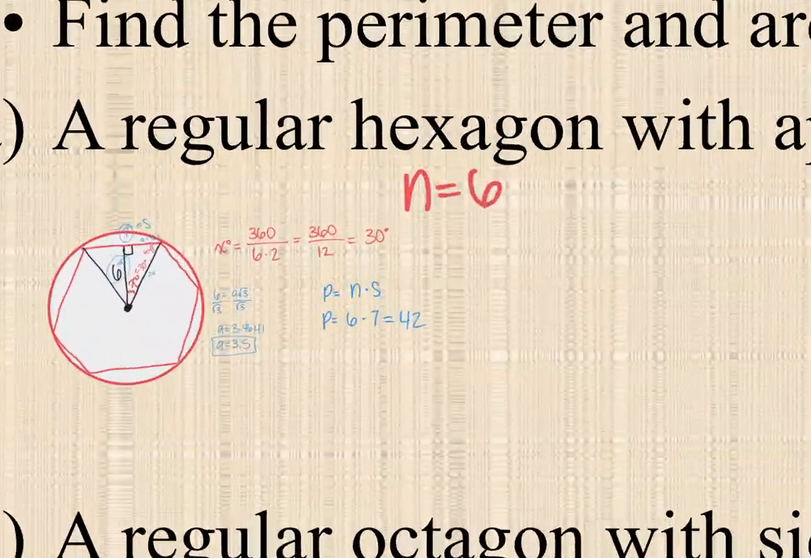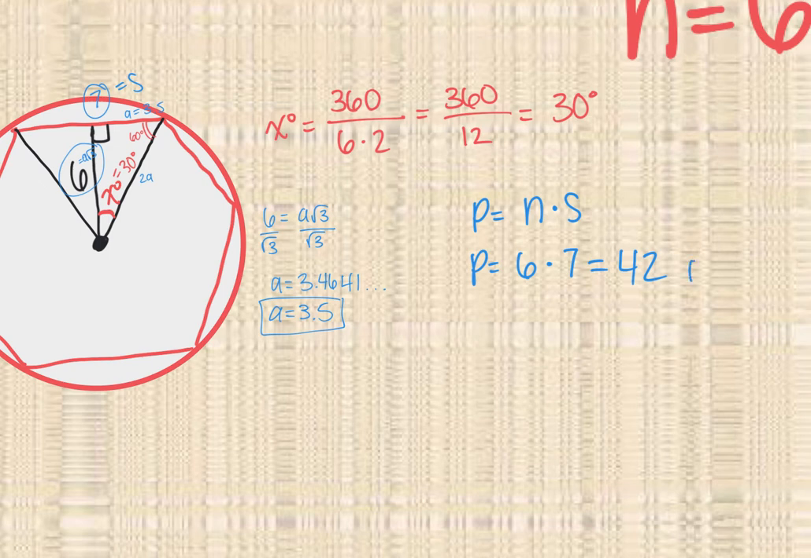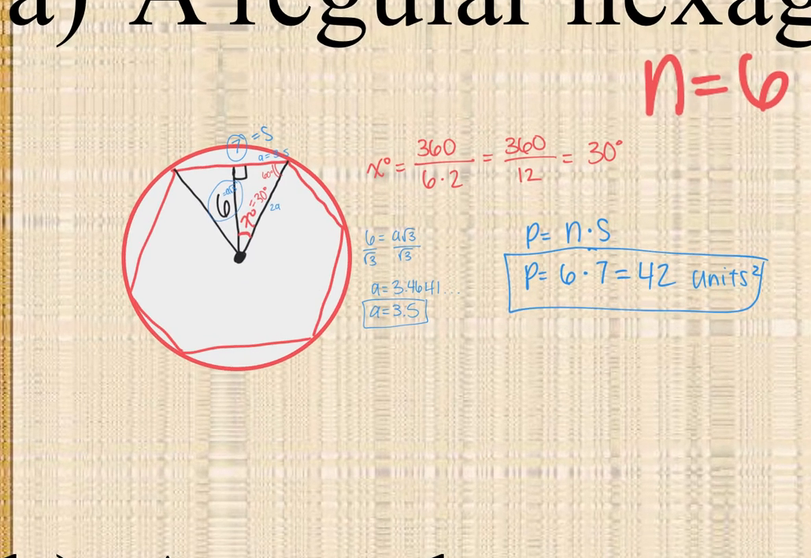And what units was this in? There were no units. We're just going to put units squared. So our perimeter is 42 units squared. And we're going to use that value to plug it into our formula. So we're going to say area equals 1/2 apothem times perimeter. You can use A and S, but remember we just found what N times S was, because that's the same as the perimeter. And this is going to be 1/2 times 6 times 42, which is going to be 3 times 42, which is 126.